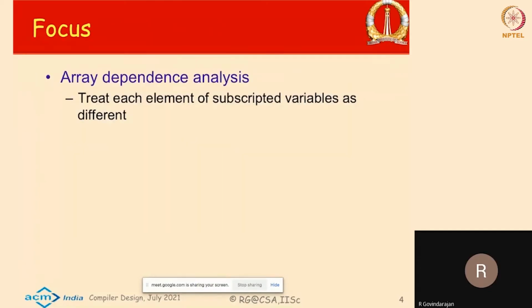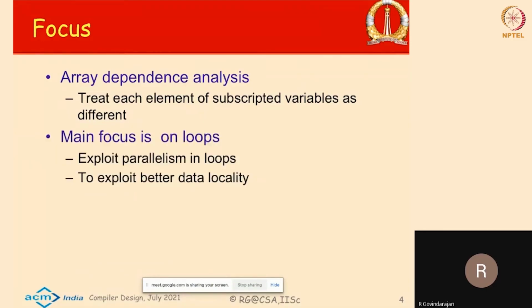Okay, so what are we going to talk about? We're going to talk about dependence analysis, but then you might ask me, we have already talked about dependences, right? But we have talked about dependences for scalar variables. Now we are going to extend that to talk about dependences for arrays. An array consists of multiple elements, and you're going to figure out which statements are dependent on which other statements, and through what values or through what memory locations they are dependent. So essentially, we are going to treat each element of the subscripted variable as different and try to find out the dependences between them.